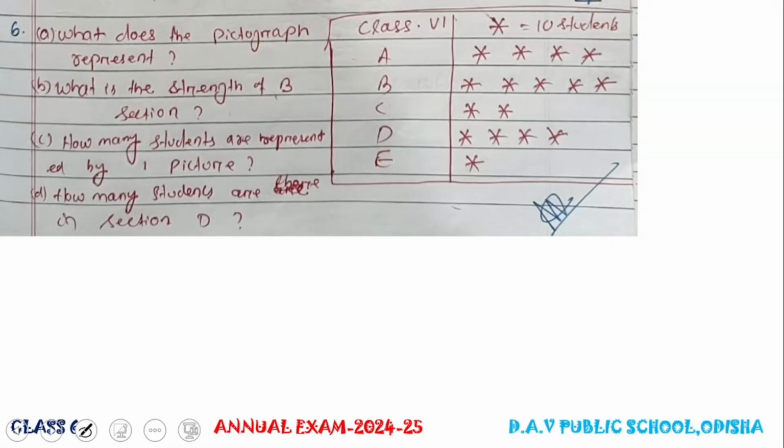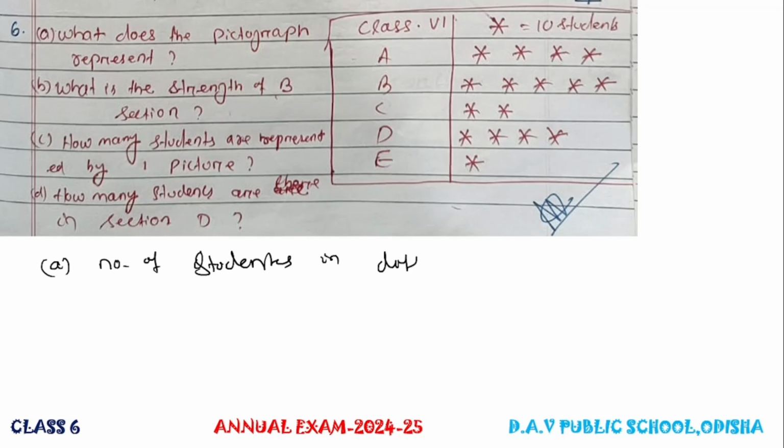Next question, and the last question. What does the pictograph represent? Number of students in different classes, or rather different sections of class 6. The answer is number of students in different sections of class 6.